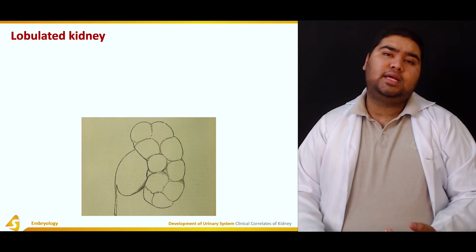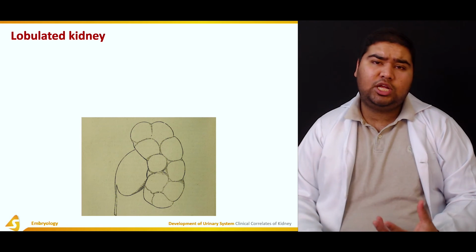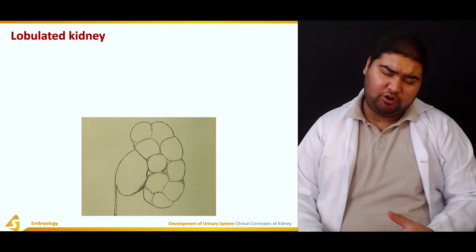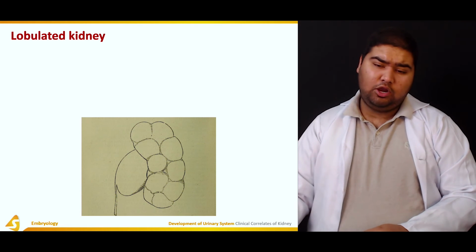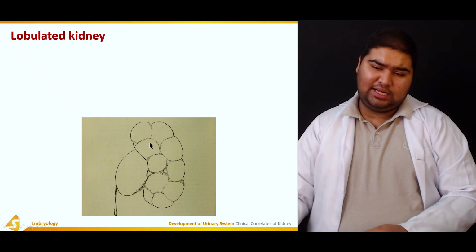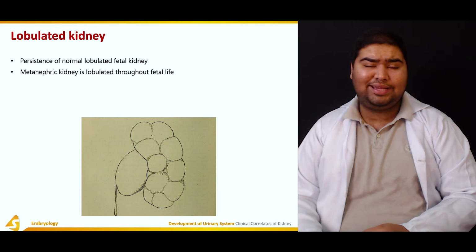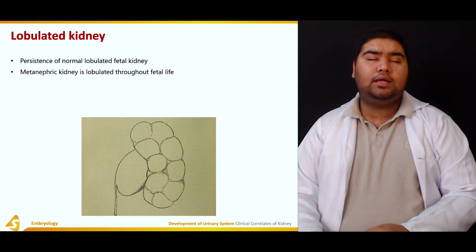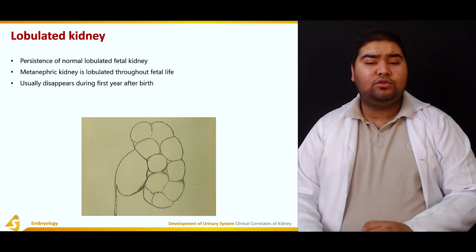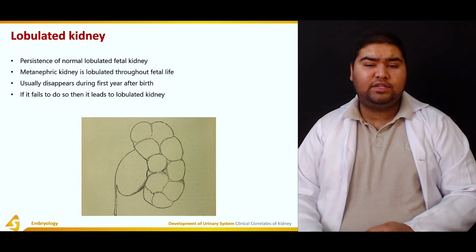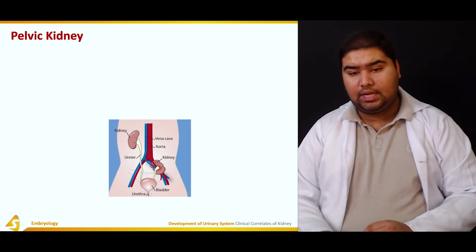Now, lobulated kidney. Initially during development, the kidney is lobulated. However, these lobulations are lost when the adult kidney has been formed. If these lobulations persist, this causes the formation of a lobulated kidney. Here you can see a lobulated kidney. So this is the persistence of the normal lobulated fetal kidney. The metanephric kidney is lobulated throughout fetal life. The lobulations usually disappear during the first year after birth. If this fails, it may lead to a lobulated kidney.